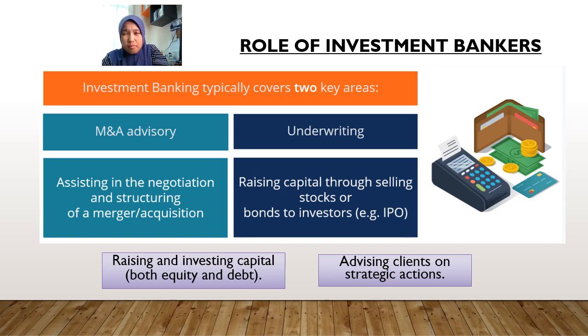And then underwriting. What is underwriting? Underwriting is a process before your stock issuance. You recall back in the primary market, as I mentioned before, if you want to raise funds from the public investors, you need to issue your stock. Before you issue your stock, you have to issue the IPO, initial public offering. Before you issue the IPO, you must underwrite. Underwrite means preparing documents, following the guidelines from the Securities Commission. So you need the underwriter, and the investment bank will be your underwriter.